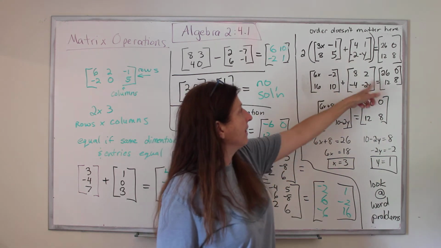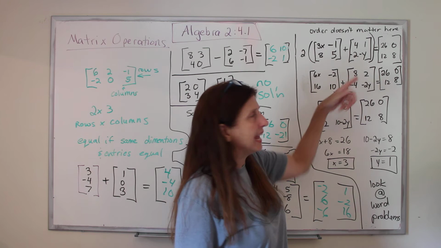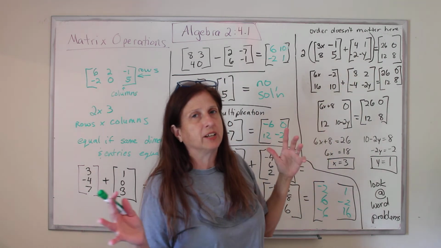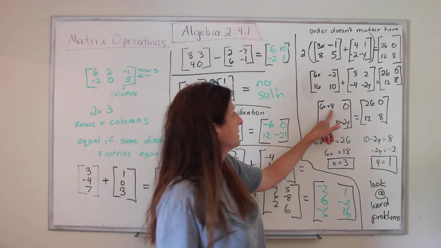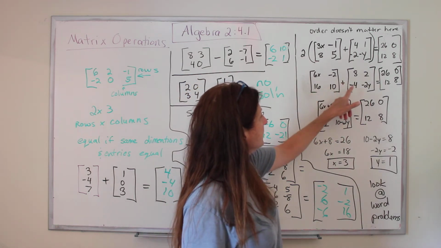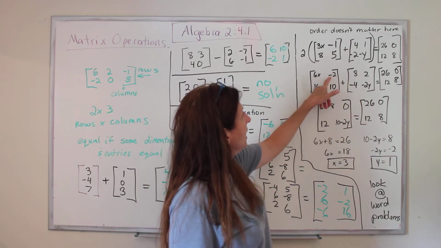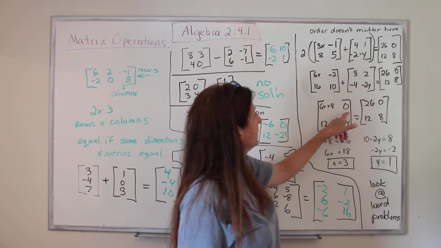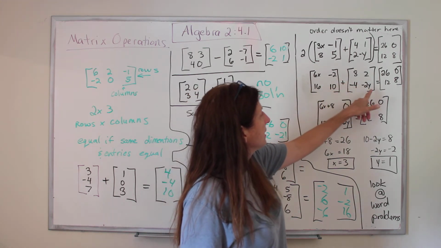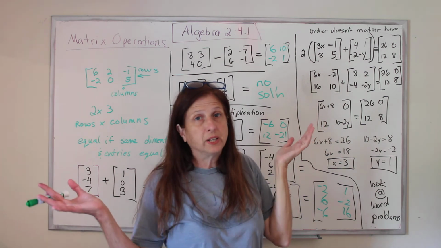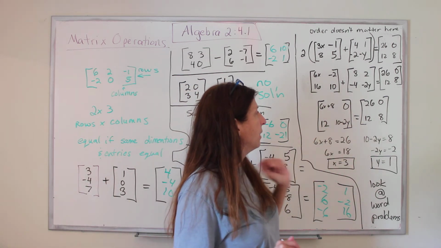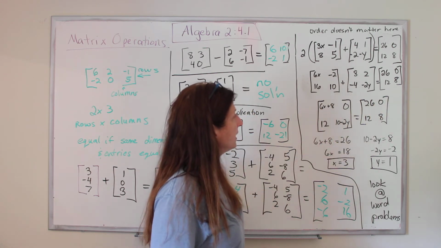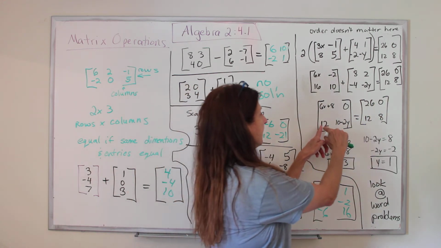Now I'm going to add these. 6x plus 8, I can't add them, they don't have the same letters with the same exponents, so I just have to write it as 6x plus 8. 16 plus negative 4 is 12. Negative 2 plus 2 is 0. And 10 plus negative 2y, I can't do it, they don't have the same letters with the same exponents, is 10 minus 2y.